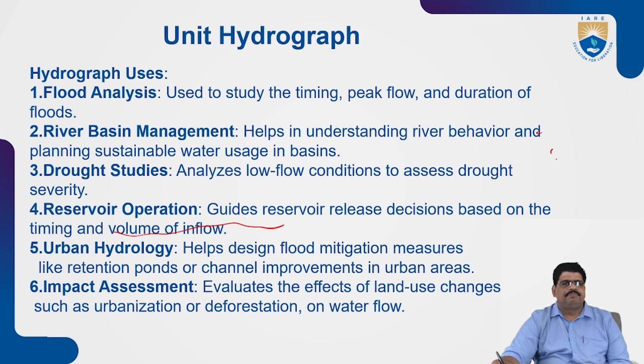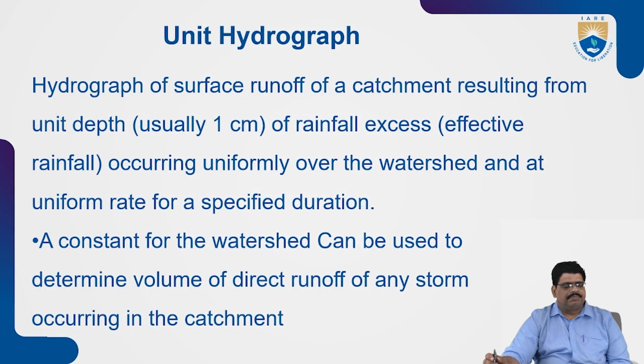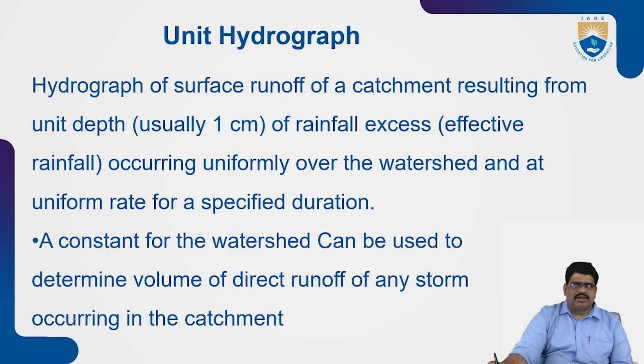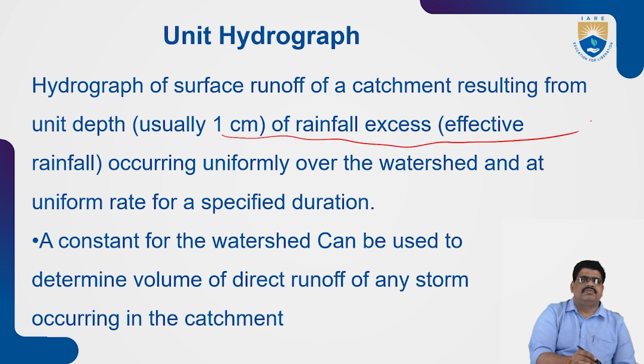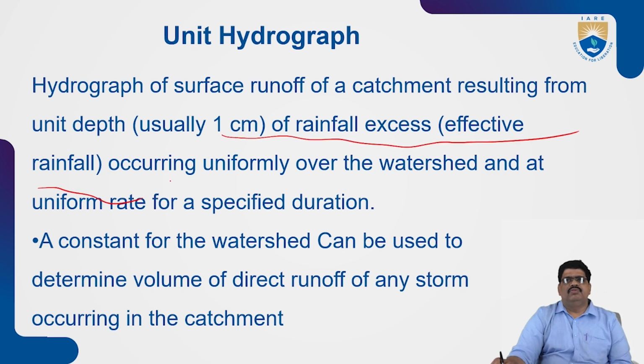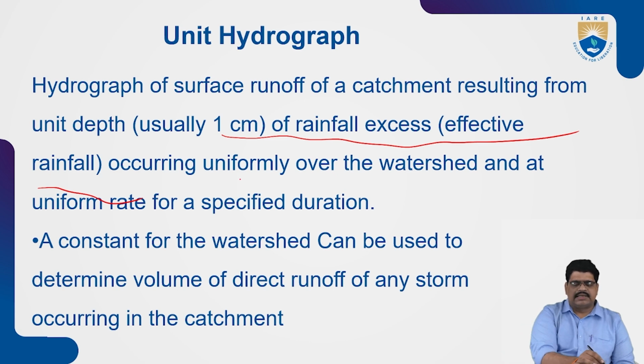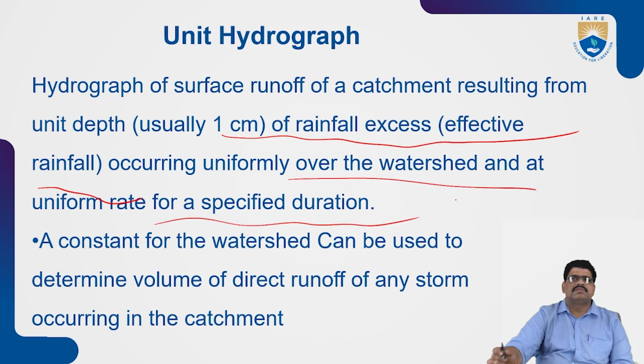Next, impact assessment. What is the impact assessment? It evaluates the effect of land use changes such as urbanization and deforestation on the water flow. Next, the unit hydrograph helps to get the surface runoff from the catchment. A unit hydrograph is the hydrograph resulting from 1 centimeter of excess, or effective, rainfall, falling uniformly over the watershed at a uniform rate for a specific duration. So that is one of the points.